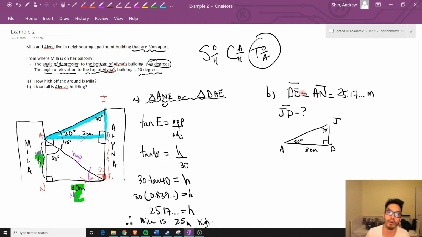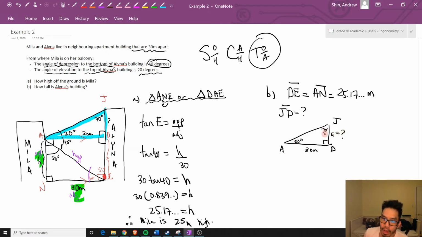And then from here, we need to figure out what we want to find. We want to find out the height of the building. That's what this question is. How tall is Alina's building? So we want to know this part. So we're looking for little a across from big A, small a.